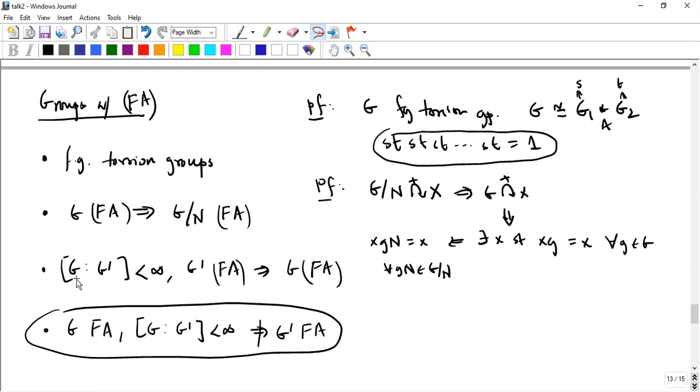So G prime is a finite index subgroup of G. G prime has property FA. So the smaller thing has property FA implies the bigger thing has property FA. Why is this true? So let's see, X be a tree and G act on X. So this action restricts to G prime. So G prime acts on X, and this has to have some fixed point, right? So for this action, there exists some fixed point.